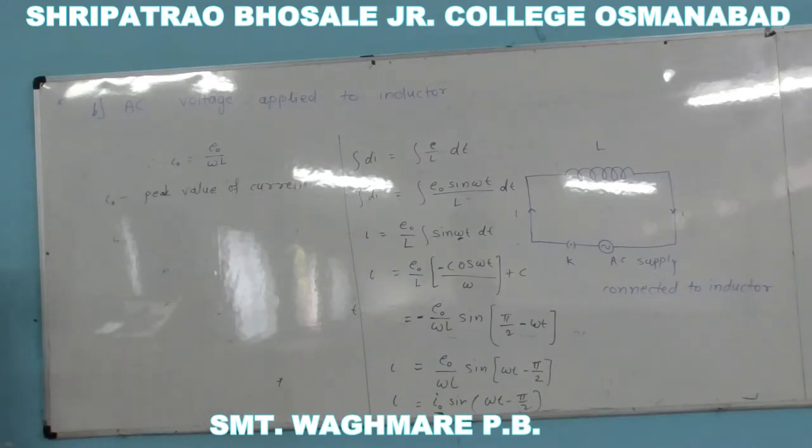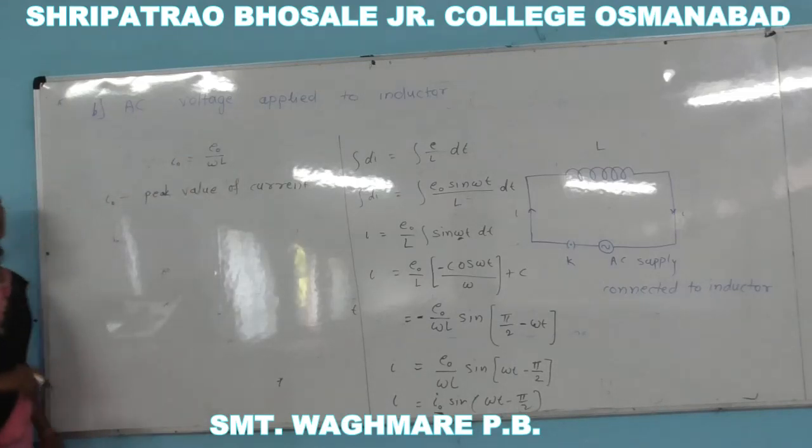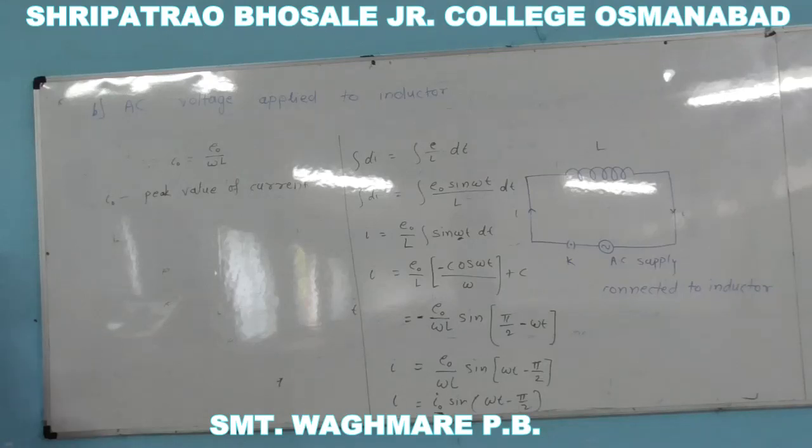And this gives the alternating current. This E naught is the peak value of EMF. L is the inductance of the coil. Now, comparing the equations.